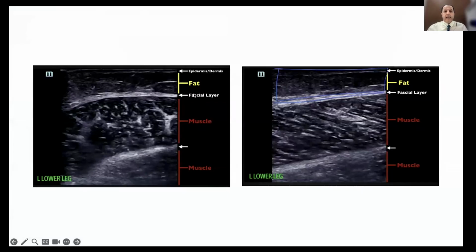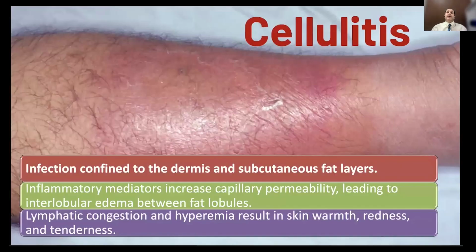As we scan different anatomical locations, you may have different structures. Maybe we have two muscles over each other, or sometimes just one muscle. So knowing the normal anatomy is very important, something we need to keep in mind. So let's discuss the pathologies. What should we look for in soft tissue infection?